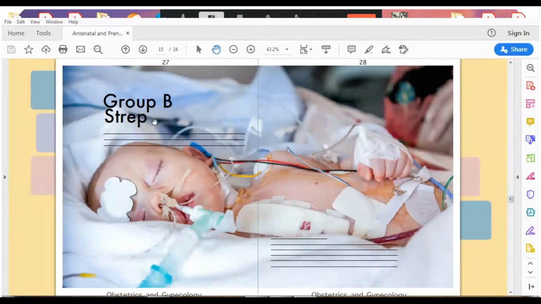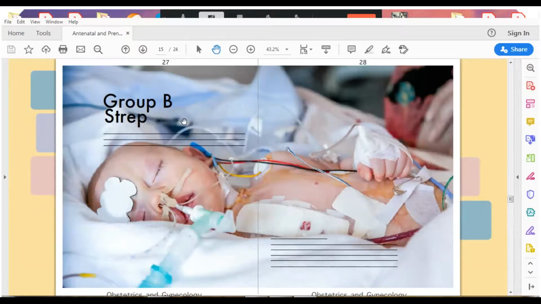Group B strep is a bacteria that grows normally in the vagina. It's part of the normal vaginal flora. We should test the mom for group B strep throughout, and especially in the third trimester before delivery. If the mom is planning to have a vaginal delivery, group B strep should be screened for, and if it's positive, should be treated before delivery of the kid.